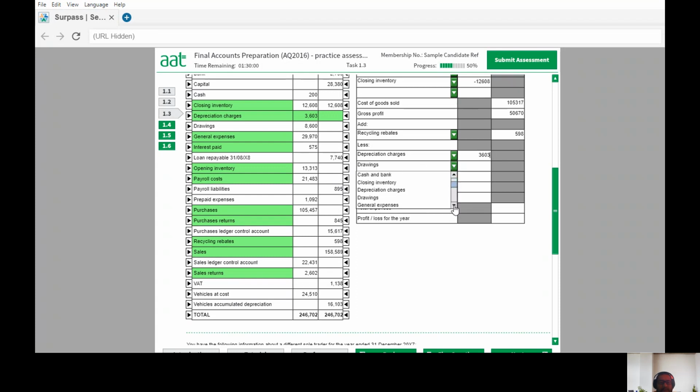General expenses, 29,970. And then the third one is going to be payroll costs. That is going to be how much? 21,483 there.